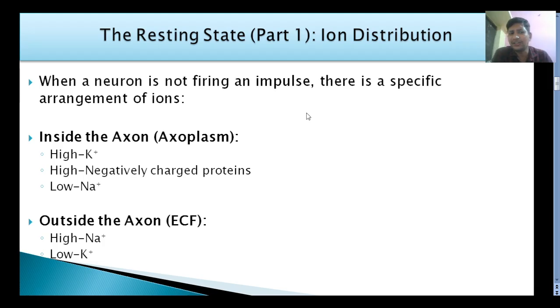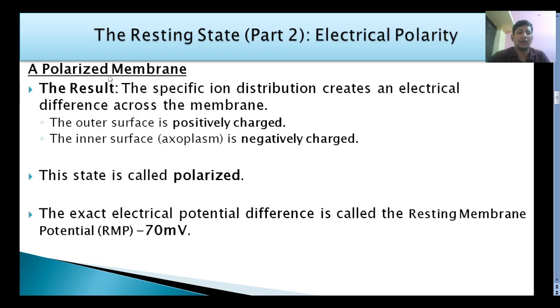So you can see this slide. When a neuron is not firing an impulse, it means the neuron is not conducting an impulse. Inside the axon, the axoplasm contains a high concentration of K+, high negatively charged proteins, and a low concentration of Na+ ions. Whereas outside the axon, the ECF, there is high Na+ and low K+. Hence the outside of the axon is positively charged and the inside of the axon is negatively charged. So a polarized membrane is nothing but the result of this.